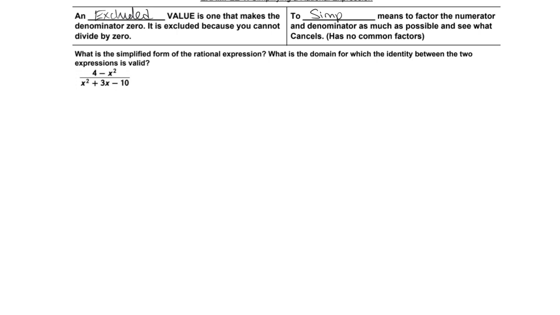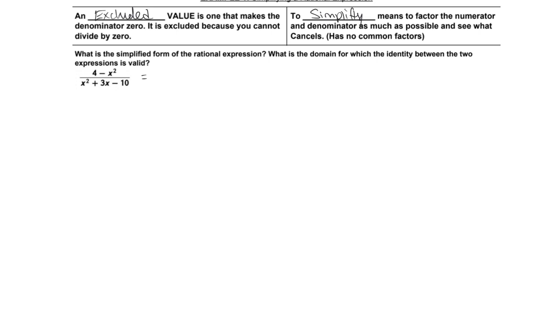And to simplify, you're going to have to simplify each expression. So to simplify means to factor the numerator and denominator as much as possible to see what cancels out. So we want to cancel out any common factors between the numerator and denominator. So this says simplify. What is the simplified form of this rational expression? What is the domain? So the domain we show by all real numbers except for the excluded values. So I'll define those excluded values.